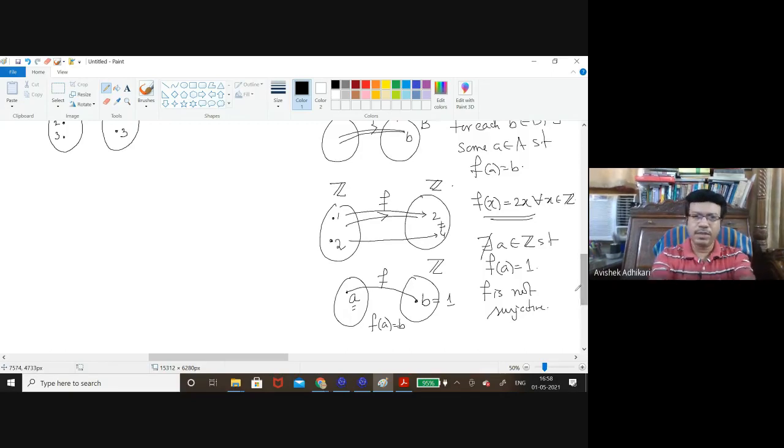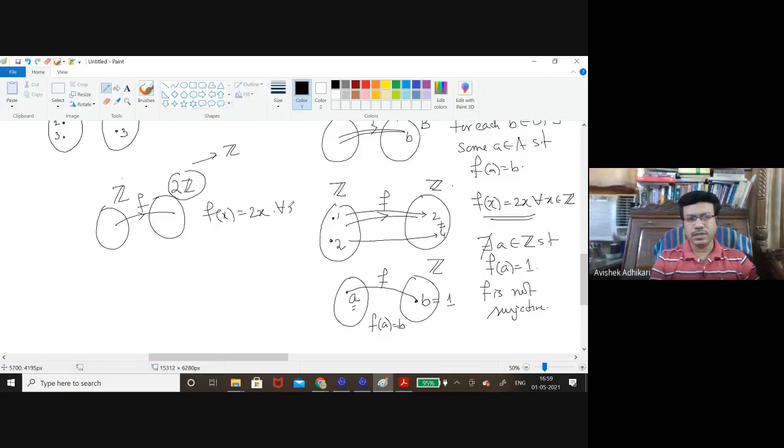Okay. Now, if I simply change a bit, if I consider, say, Z, and here it is 2Z, F defined by F(x) equal to 2x, the same mapping, I just changed this Z. Previously, it was my Z. Now, I have changed it to 2Z, okay?